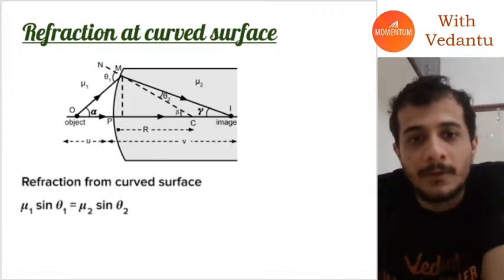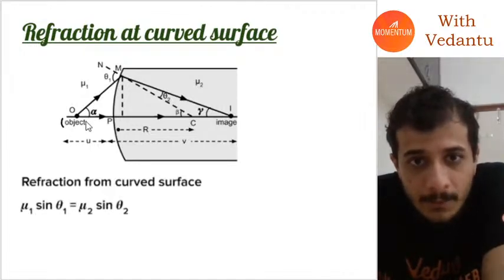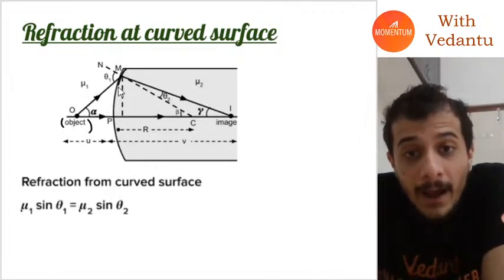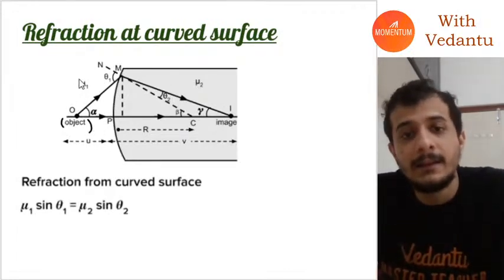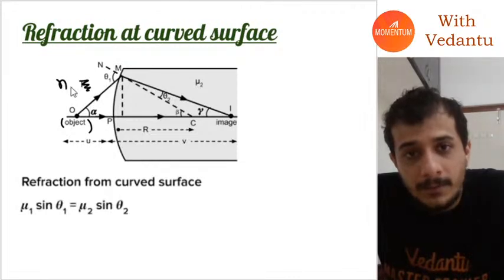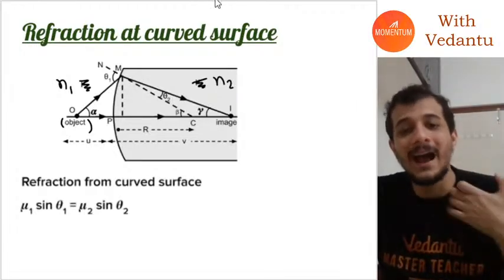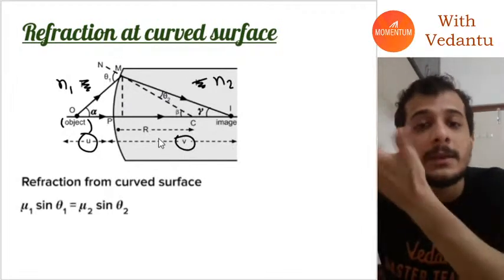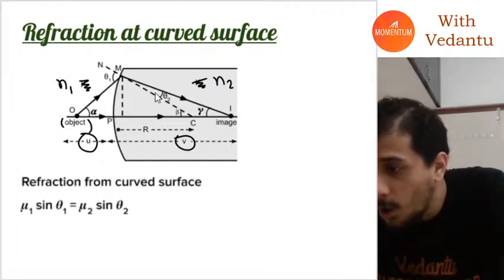Let's say I have an object here, and I want to find out where the image is going to be, if I have a curved refracting surface here. Let's say on one side the medium has refractive index n1, and on the other side a medium of refractive index n2. I want to find out where the image will be, at what distance. If this is the object distance and the image distance, what will be the relation between the two? How does R come into the picture? I want to know all those things.